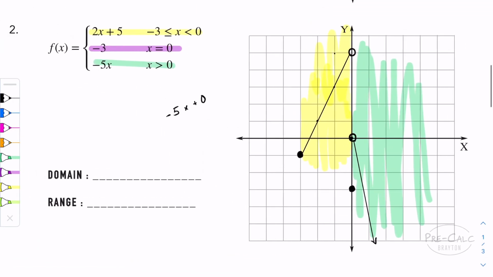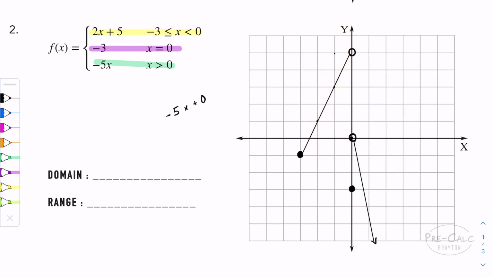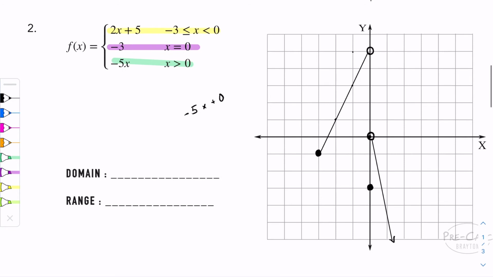And this here is my final answer. If I erase the shaded regions, you can see what the final graph looks like. Make sure you can clearly see your open or closed points. And then let's write the domain and range.